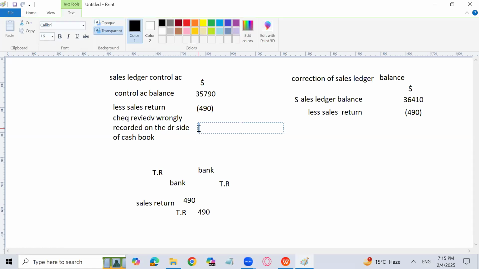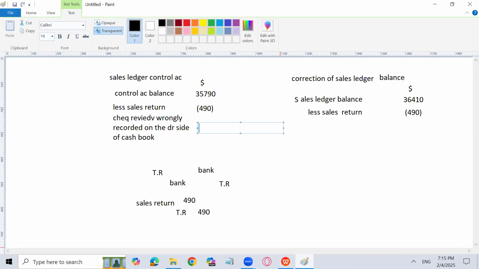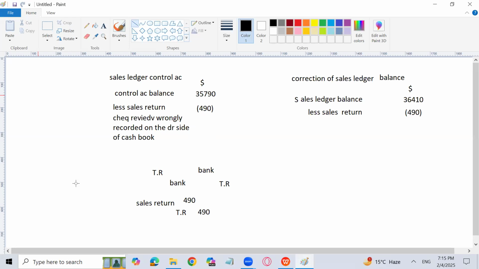So 380 plus 380, how much will it become? Can you tell me? Because the check received is 380. I can explain even more to you. Let's see.